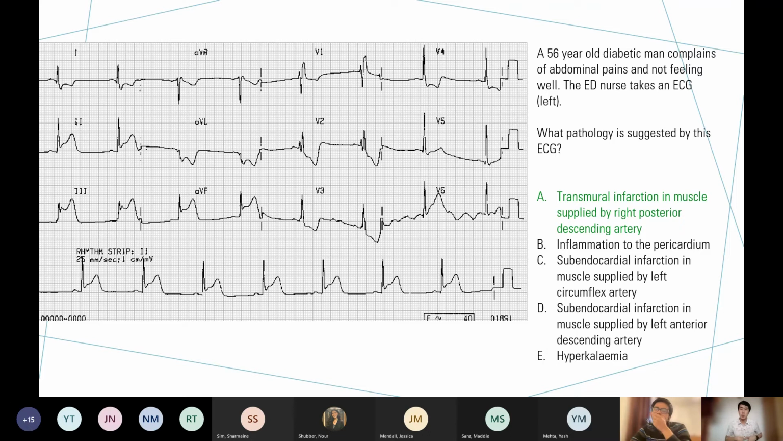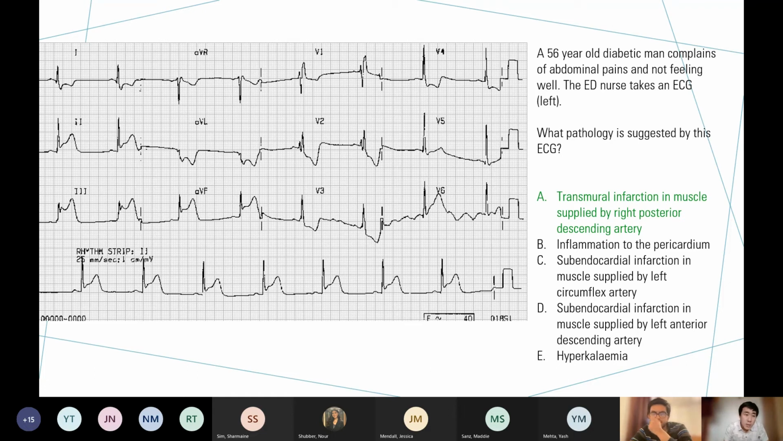And B, abdominal pains can be a sign of inferior MIs because it's lower down. Okay, so inferior MIs can be referred to the abdomen. So here you can see there's ST elevation in lead 2, lead 3, lead AVF. Okay, you also have ST depression of V4 and V5, but that doesn't help as much. So 2, 3, AVF, if you think about the directions of those leads, they're all pointing downwards. So that's an inferior MI. It's ST elevation, so we know it's transmural, not subendocardial.